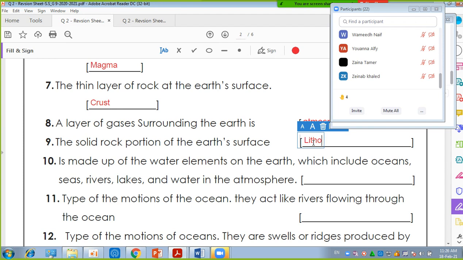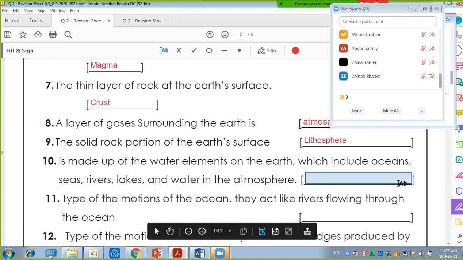Lithosphere. Yeah, lithosphere. Okay, thank you.